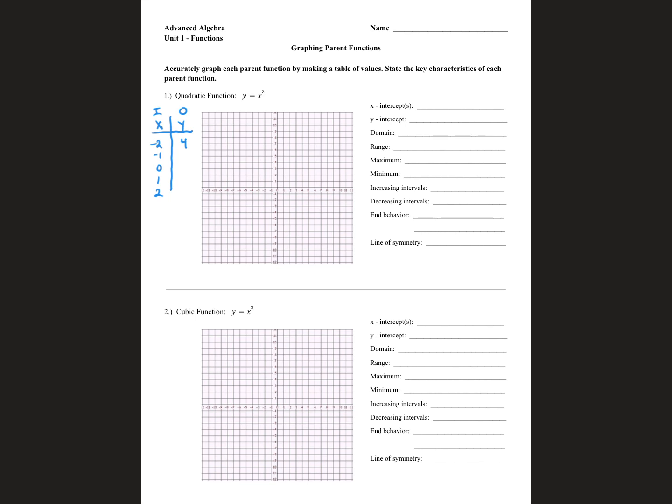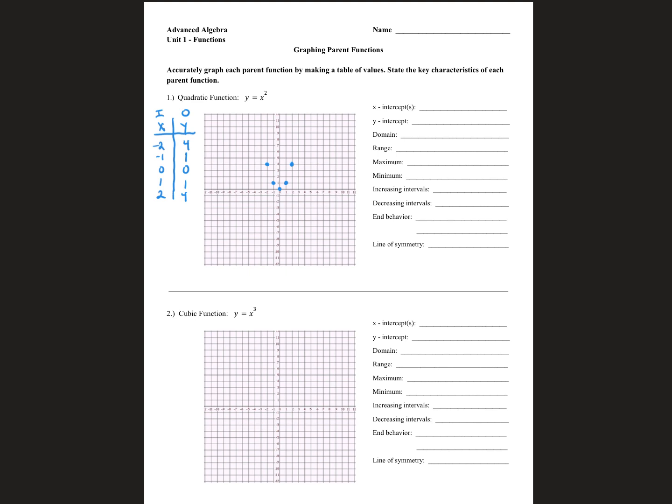For my output, when I plug -1 in, I get out 1. 0 squared is 0. 1 squared is 1. 2 squared is 4. And then I can go ahead and plot these points. So we're going to go left 2, up 4. Left 1, up 1. 0, 0's at the origin. 1, 1, 2, 4. And of course, I could plot more points.